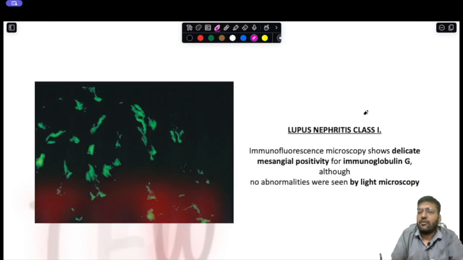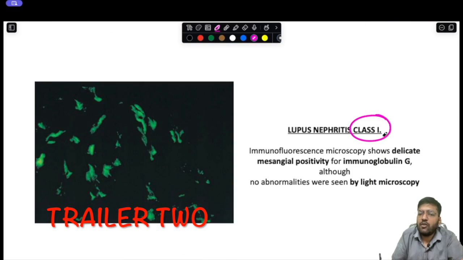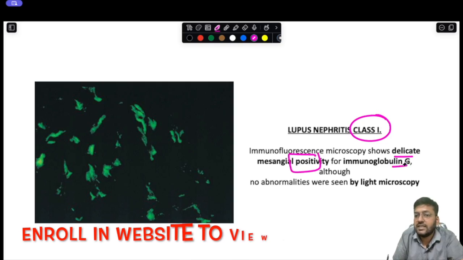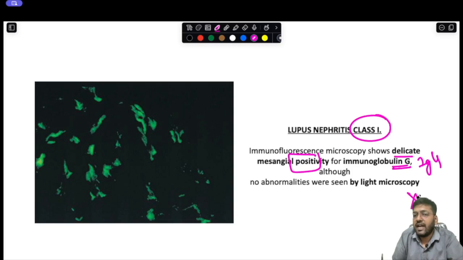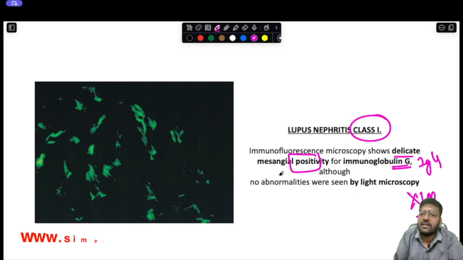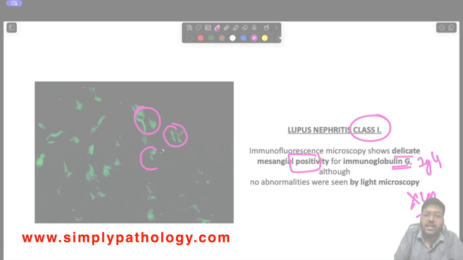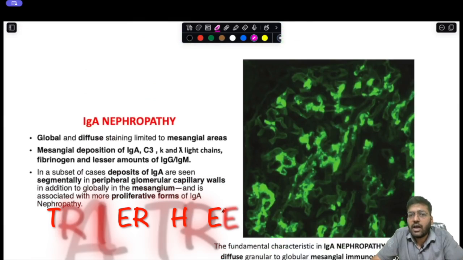Okay, so class 1, if you see the lupus nephritis class 1, immunofluorescent microscopy shows delicate mesangial positivity for IgG, although no abnormalities can be seen by light microscopy. So this is your lupus nephritis class 1, the mesangial deposits. Okay, next we are going to discuss about IgA nephropathy.